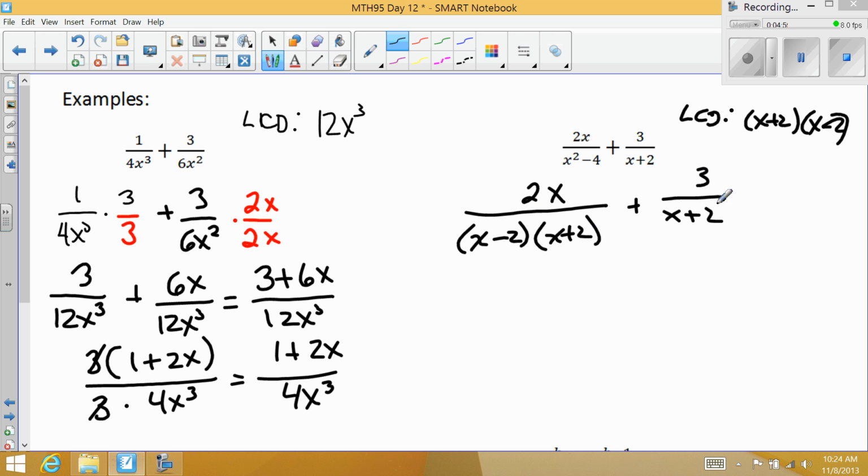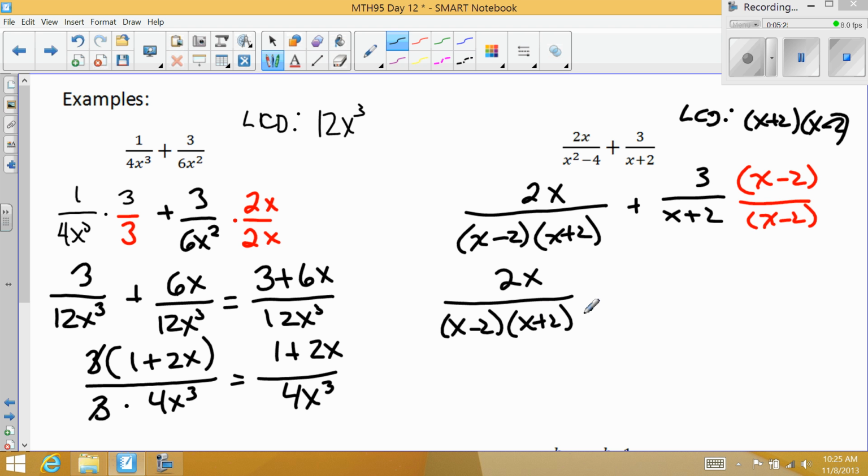So only the second term in this rational expression needs to be modified. I've got the x plus 2, I'm missing the x subtract 2, so I'm going to multiply this one top and bottom by x subtract 2. And now I've got 2x over my LCD plus 3x subtract 6 over my LCD.